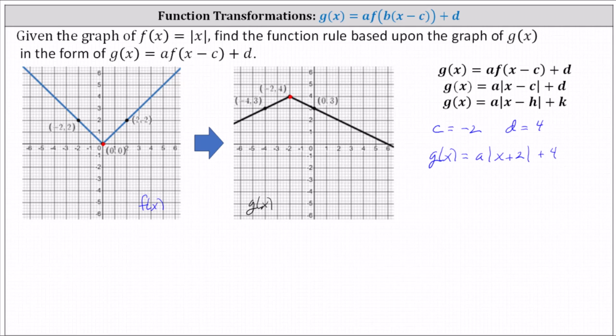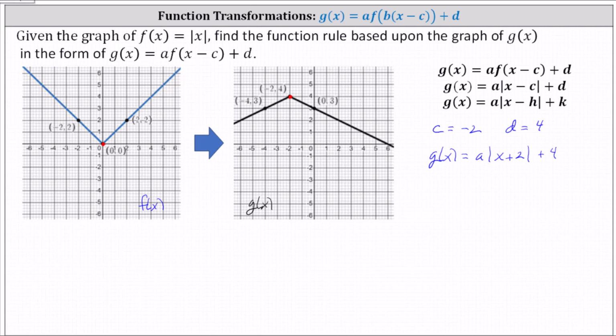There's a couple ways we can determine a. One way to determine the value of a algebraically is select any point on g of x except the vertex, perform substitution, and solve for a. But just analyzing the graph of f of x and g of x, we should recognize a is going to be negative because we have a vertical reflection, and we also have a vertical compression, and therefore the absolute value of a is going to be between 0 and 1. Let's first select a point on g of x and solve for a, and then we'll analyze the graph to verify the value of a.